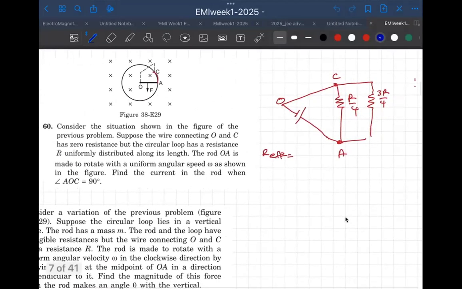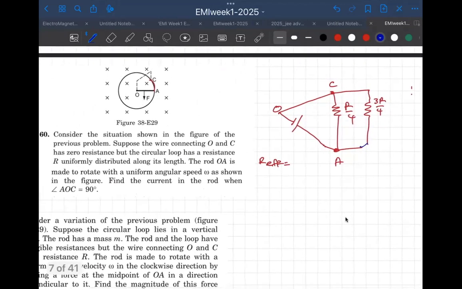That is the picture. Are we clear? Now the question is, find the current in the rod when the rod makes an angle AOC. R effective you haven't told me. Now take that as R/4 = X. X and 3X in parallel gives 3/4 X. So 3R/16. It is not a problem with the pen, it is a problem with the iPad only.